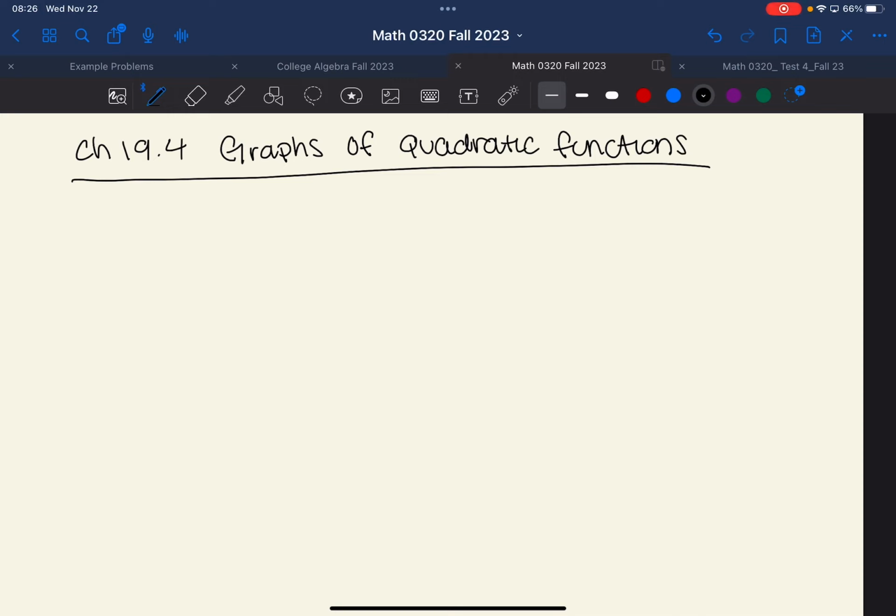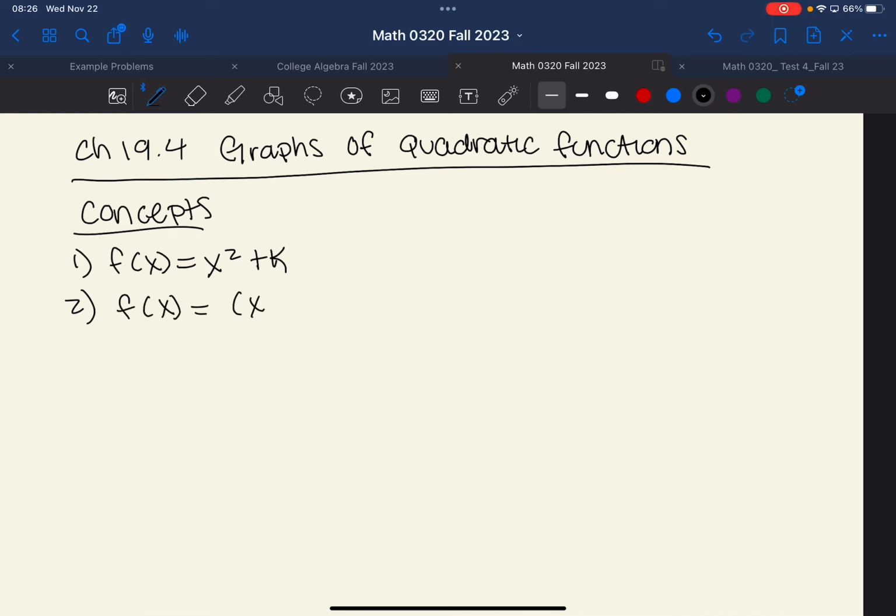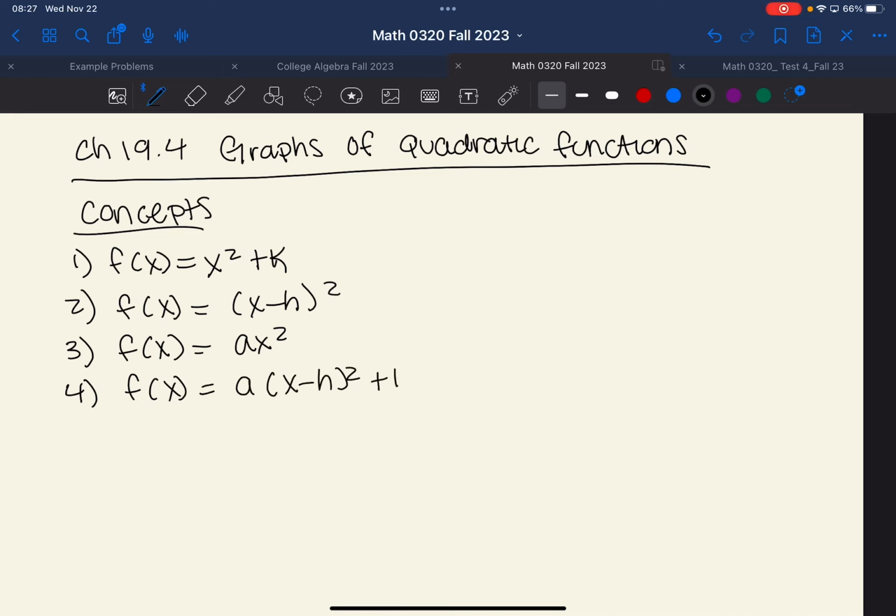So the first form that we're going to look at is when the function f of x is equal to x squared plus k. Then we're going to look at the form f of x is equal to x minus h squared. And then f of x is equal to ax squared. And then lastly, when f of x is equal to a times x minus h squared plus k.